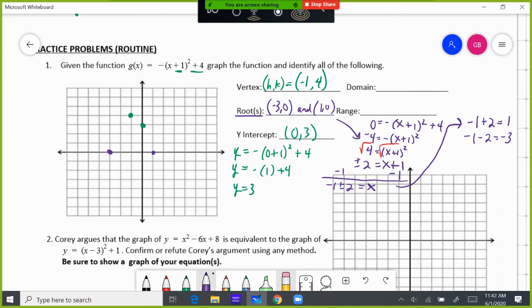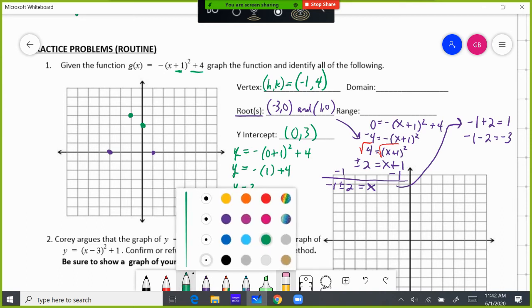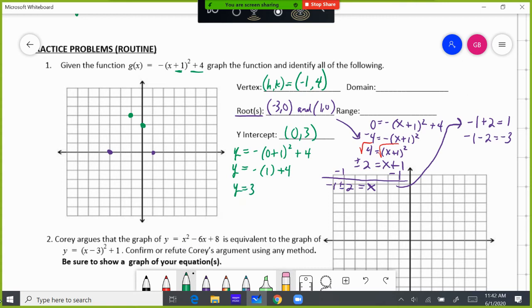Okay. And now we could draw it. Remember, we could use symmetry, so I could copy this point over here and then just connect them. There's your parabola. Domain is from left to right. So it's from negative infinity to positive infinity. And then the range is up and down. The lowest it goes is negative infinity. And then the highest it goes is here, which is 4. Bracket with 4.